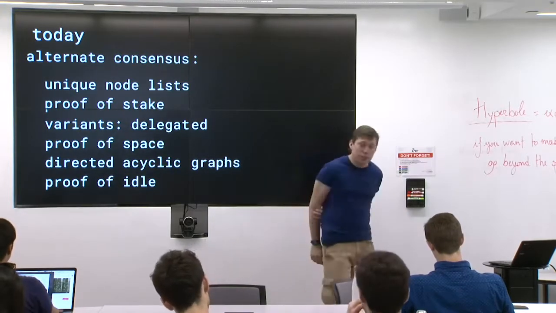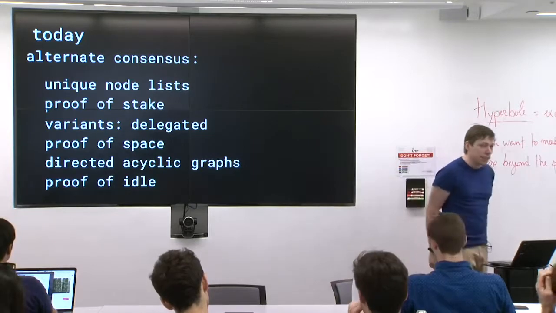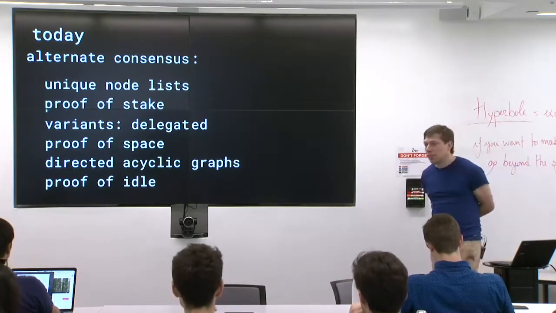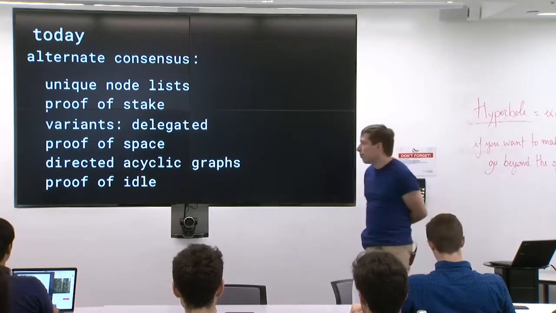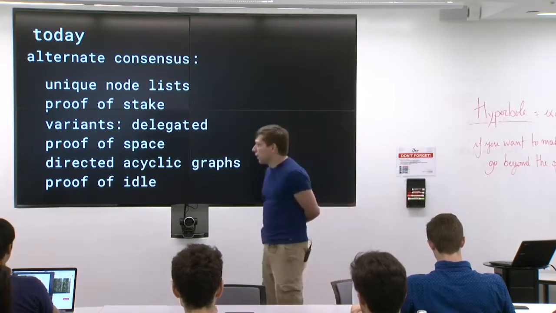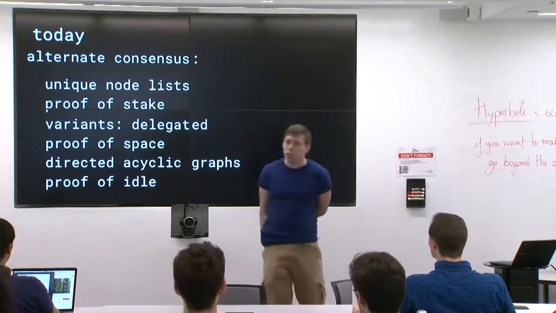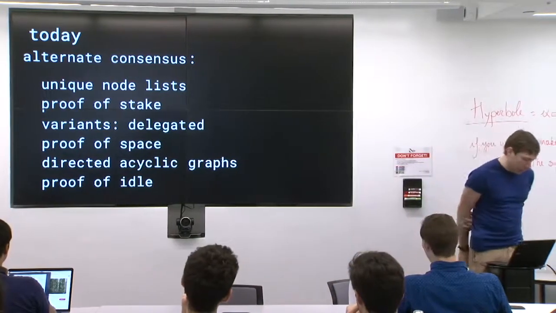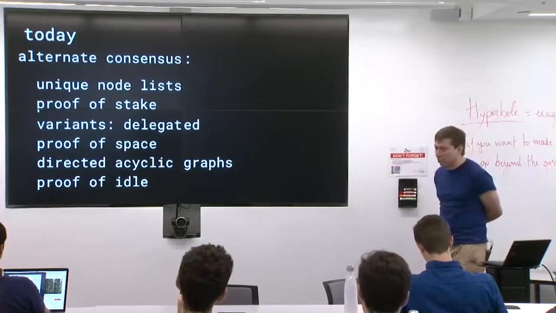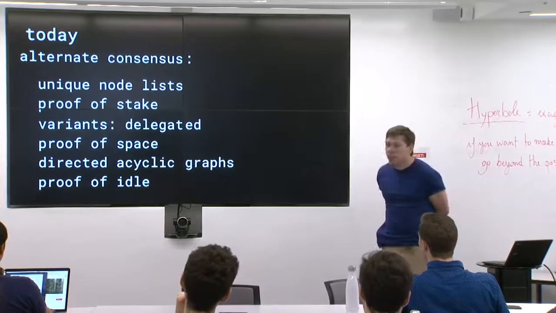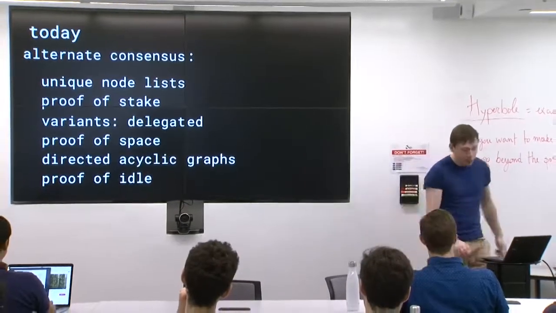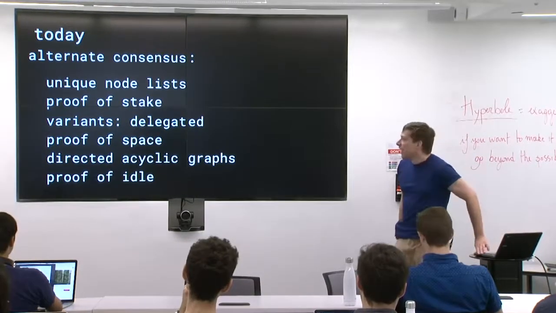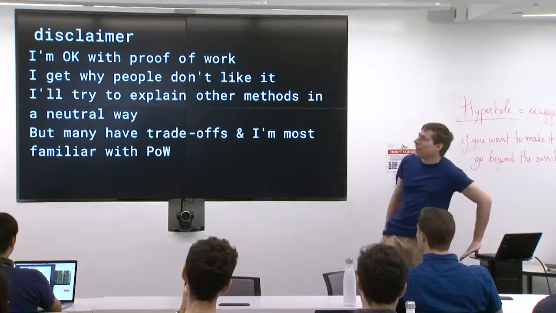Proof of space is an interesting thing that is basically a form of proof of work that doesn't use CPU as much. There's the idea of directed acyclic graphs, which IOTA is a great example of. And then one that I came up with a few years ago and is kind of fun, proof of idle, which is sort of silly, but some of these others are silly too. So, okay, and a disclaimer.